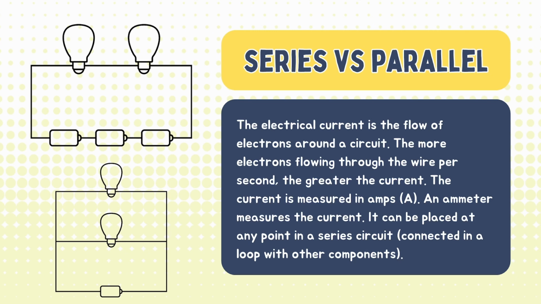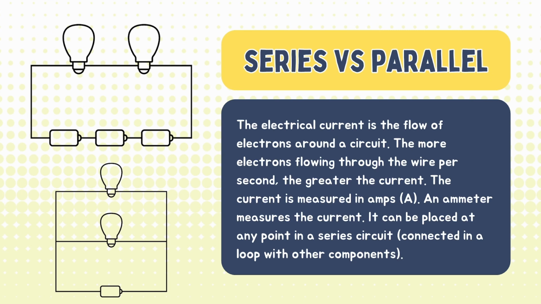Now, we already went over the electrical current, how it's a flow of electrons through a circuit, but we didn't go very in depth into that. The more electrons flowing through a wire per second, the greater the current. The current of a circuit is measured in amps. An ammeter measures the current.